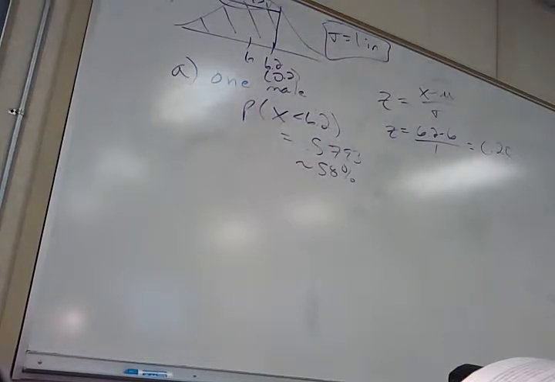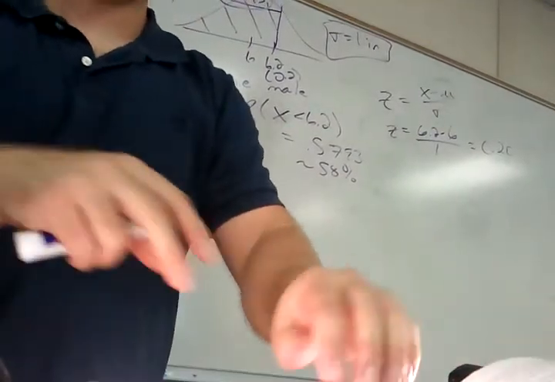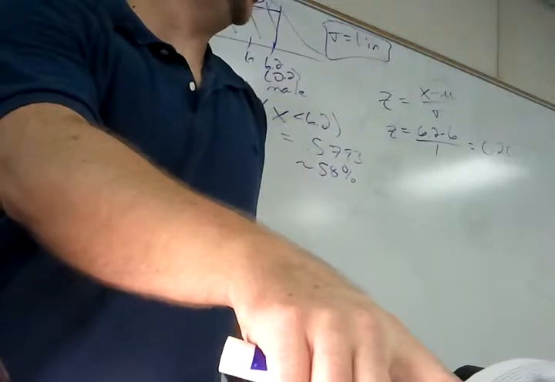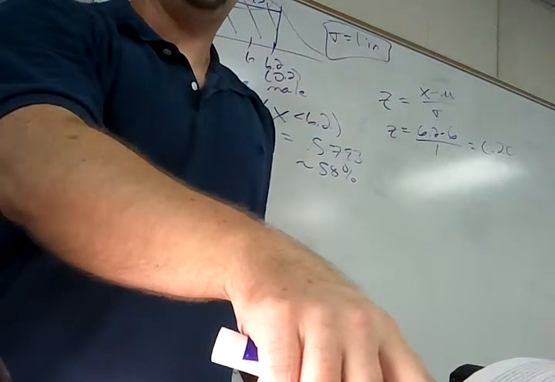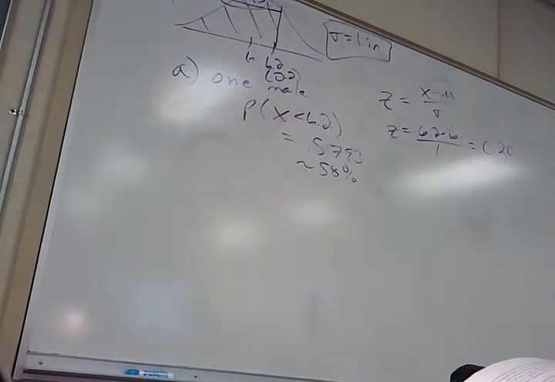So what do you get when you look at that area? When you look up 2, 0.9772. I love it. 0.9772. All right, 2.00, 0.9772. So about almost 98% of groups of 100 men will have average head breadths less than 6.2.